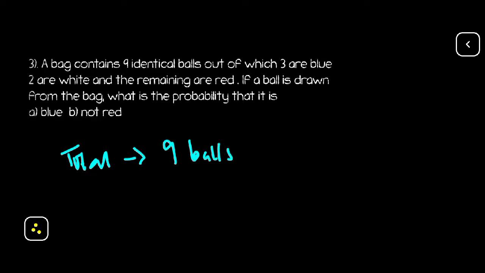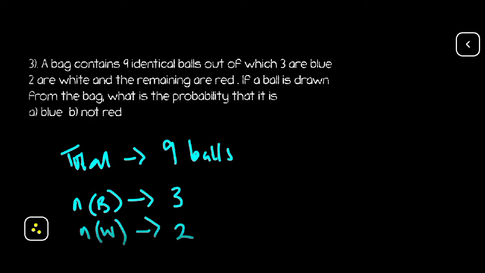Now it says that we have 3 blue, so the number of blue is 3. We have 2 white, so the number of white is 2. And then the remaining are red. Since there are 9 balls, and we already have 5 here, the remaining should be 4. Since they did not give us the number of red, we work it out ourselves: that would be 4. I'm sure you understand how we got 4, because we have 5 balls here, and since there are a total of 9 balls, the remaining number should be 4 for red.